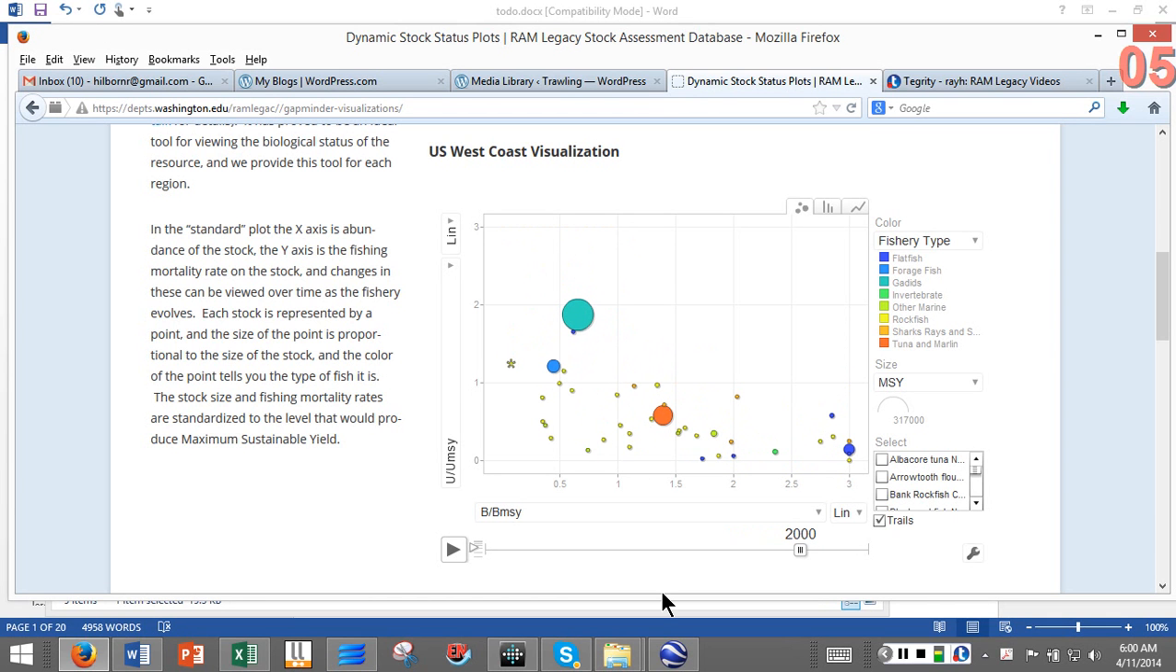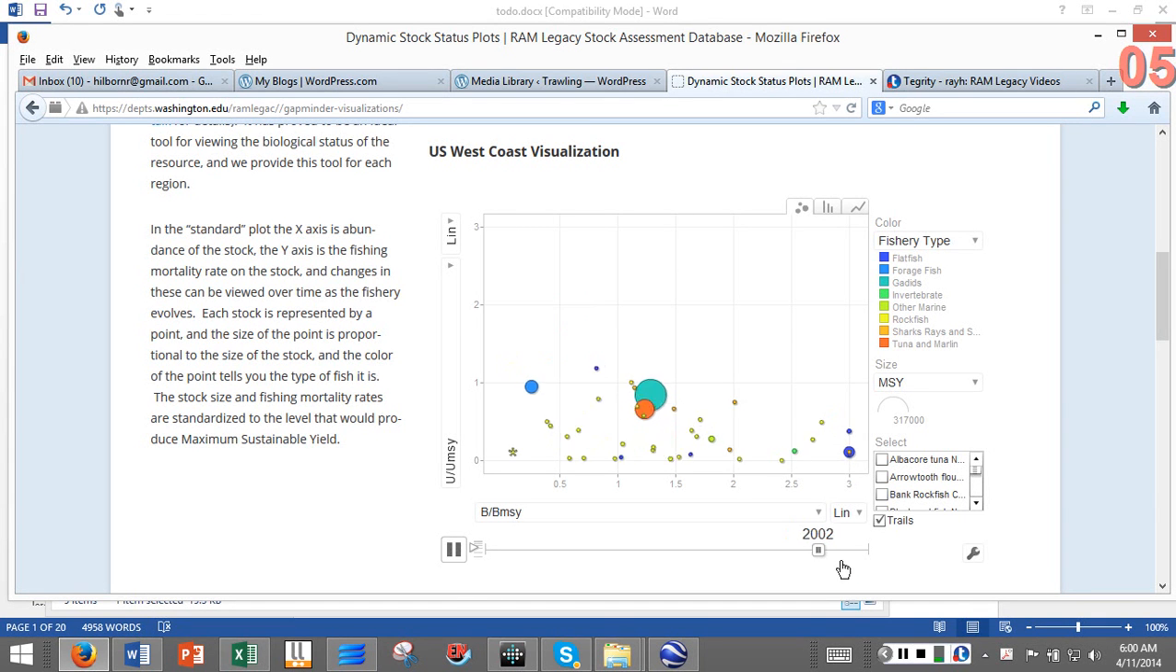Exploitation rates were being reduced, and we see a lot of stocks that were pinned to the high exploitation rates dropping down, so that by 2000, very few stocks are above 1.0 on the y-axis. But at this point, we have a lot of stocks that are already fished down well below BMSY.